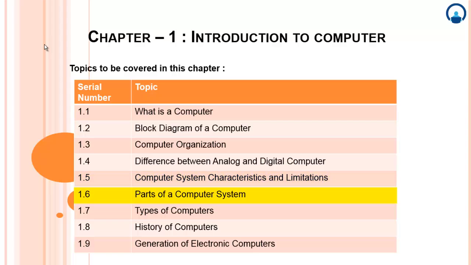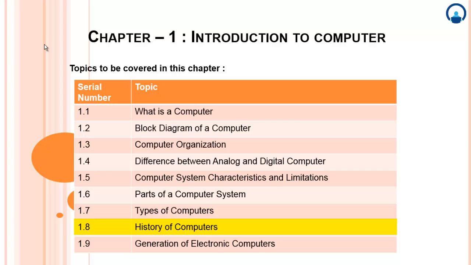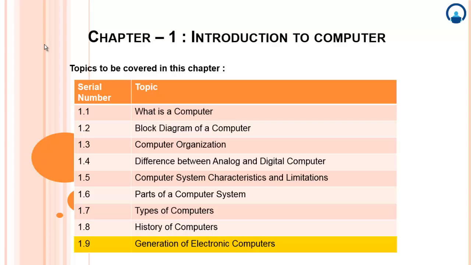The sixth one is parts of a computer system. Seventh one is types of computer. Eighth is history of computers. The ninth one is generation of electronic computers. Later on, we will discuss all these topics in vast.